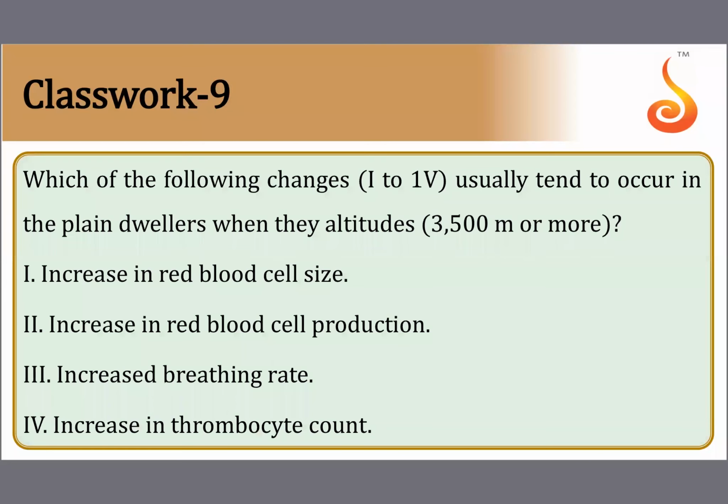Which of the following changes occur if you were to move to a higher altitude from a plane? Imagine you're living in a plain, in a plateau region, and if you move to a higher altitude, what possible changes can happen in your system? See, when you move to higher altitude, you're moving to lower atmospheric pressure. So the atmospheric air becomes thinner and there's less oxygen entering into your blood. So to compensate for that, to make the most of whatever little oxygen is available as air gets thinner, you will increase your red blood cell production and there will be an increased breathing rate.